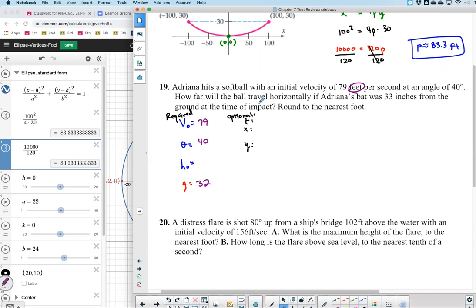It says how far will the ball travel horizontally? That's what we're trying to find. If Adriana's bat was 33 inches from the ground, so this is inches. So to convert from inches to feet, you divide it by 12. There's 12 inches in 1 foot. So that would cancel out the inches units. And now we'd be in feet.